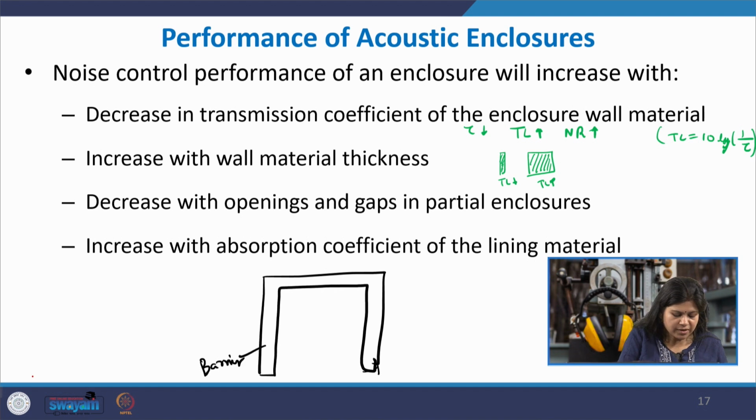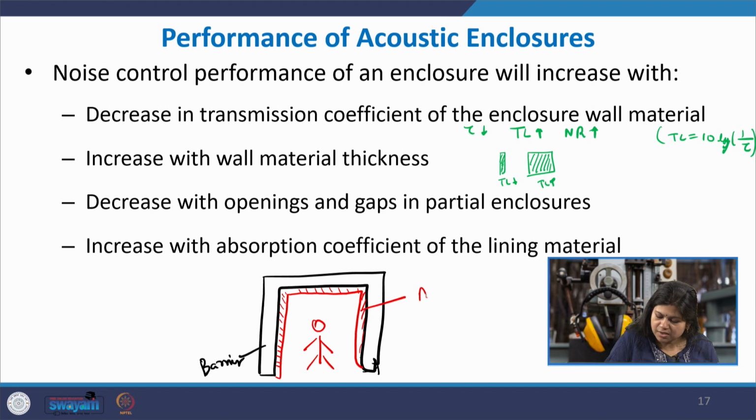But in general, when these enclosures are used, typically the treatment is that, especially when you are using it on a personnel, you line it with some absorbers, absorber lining inside. So, this is the barrier material, this is the absorber lining, and this is how typically these enclosures are built, in particular when used on the personnel. So, when you increase the absorption coefficient of the lining material, then also your noise control performance enhances.